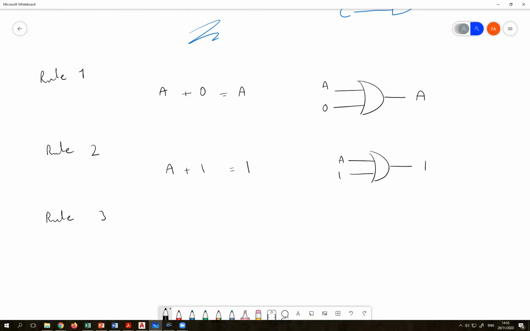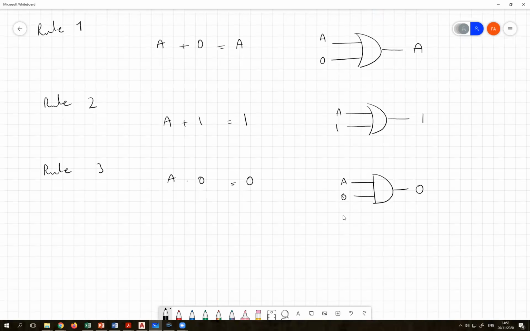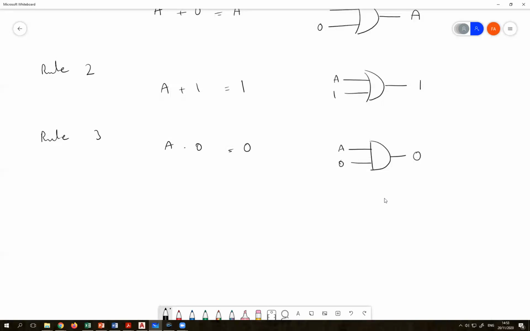Rule 3. Let's talk about the AND gate now. A and 0. I've got an AND gate, A and 0. The output of an AND gate is 1 when both of them are high, or 1. Because we've got a constant of 0 here, it doesn't matter what A is. Because we've got one input at 0, the output is always 0. So A and 0, B and 0, C and 0, anything and 0 is 0.